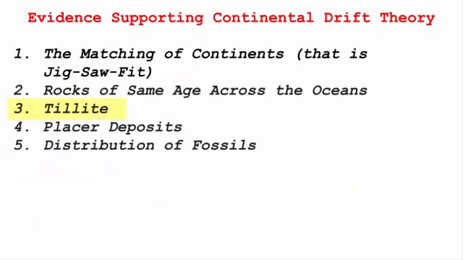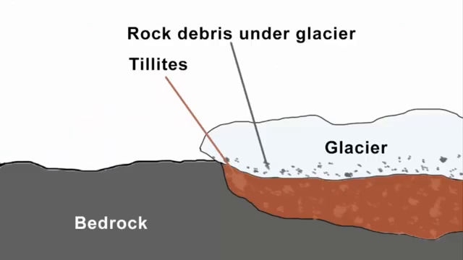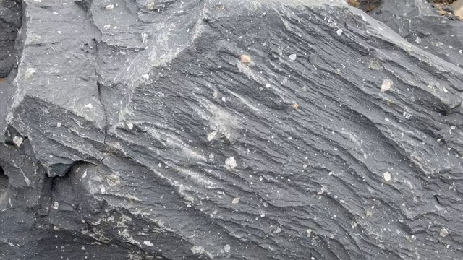The third evidence is tillite. Tillite is the sedimentary rock formed out of deposits of glaciers. Mostly you'll find them in colder regions. They look something like this.